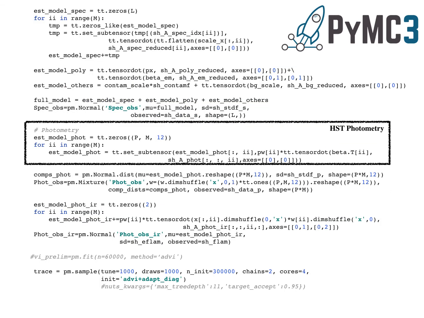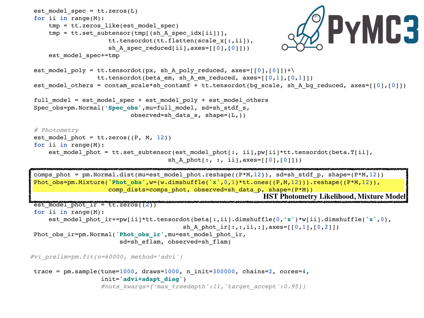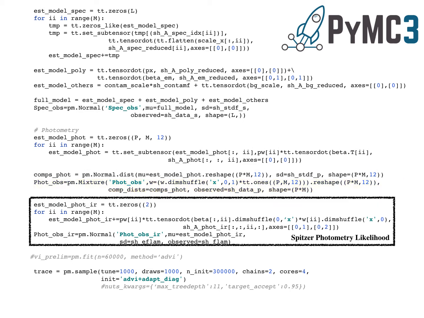So moving on, we have the HST photometry, which is calculated pretty much following the formula that I showed, and its likelihood is going to be a mixture model. There is a lot of shuffling and reshaping going on here, and these are mostly because this PyMC3 mixture model accepts very specific dimensions for the arrays. And then finally we're going to have a Spitzer photometry likelihood. That's also pretty similar to the formula that I showed.